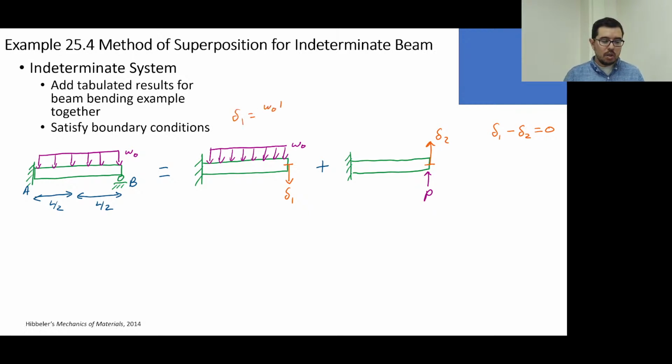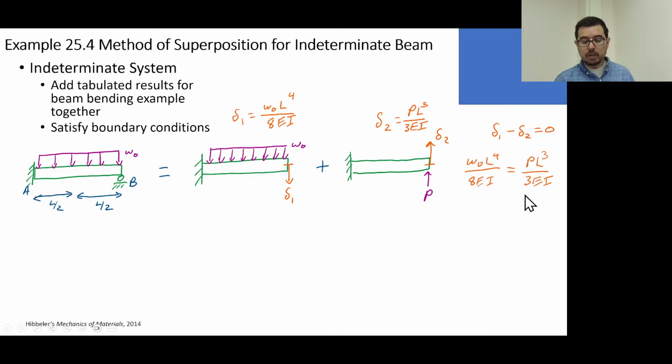So here's an equation for this one, and here's an equation for this one. And we set these equal to each other. Guess what? W naught is a known. Let's say that E is a known, I is a known, L is a known. What is not known? P is not known. Okay, so we can put them equal to each other, and then we can solve for P.